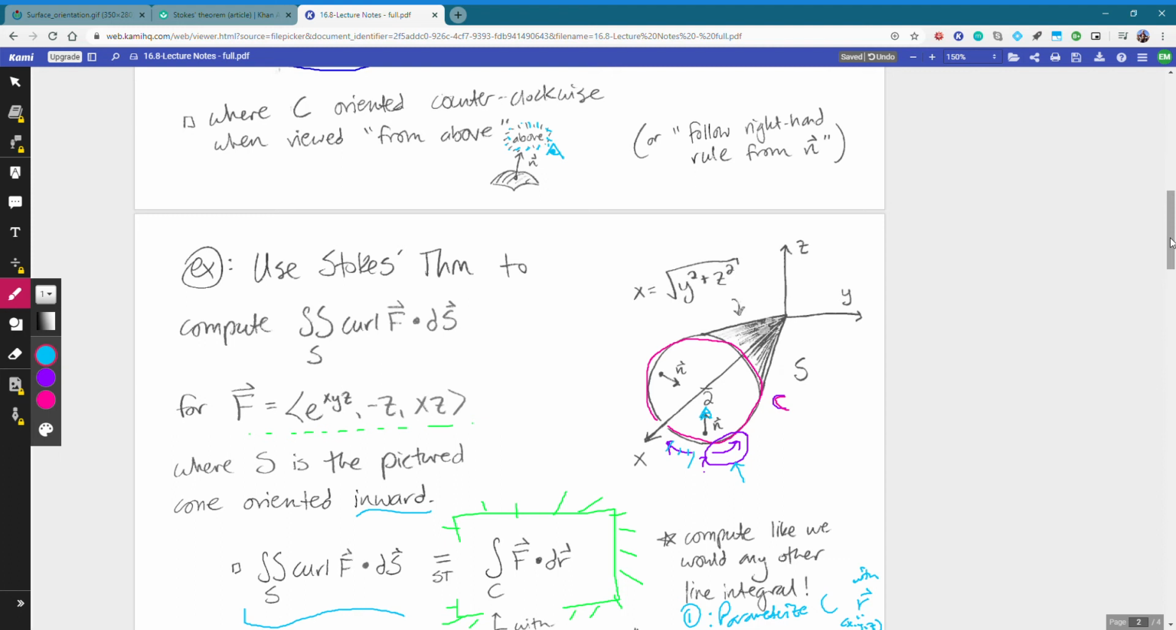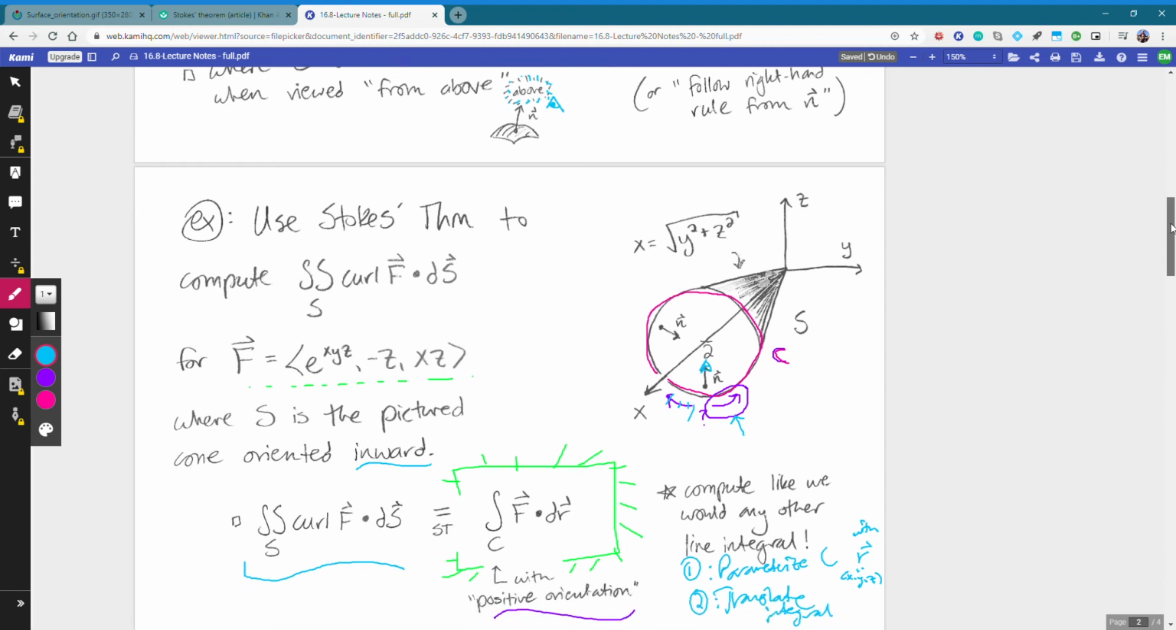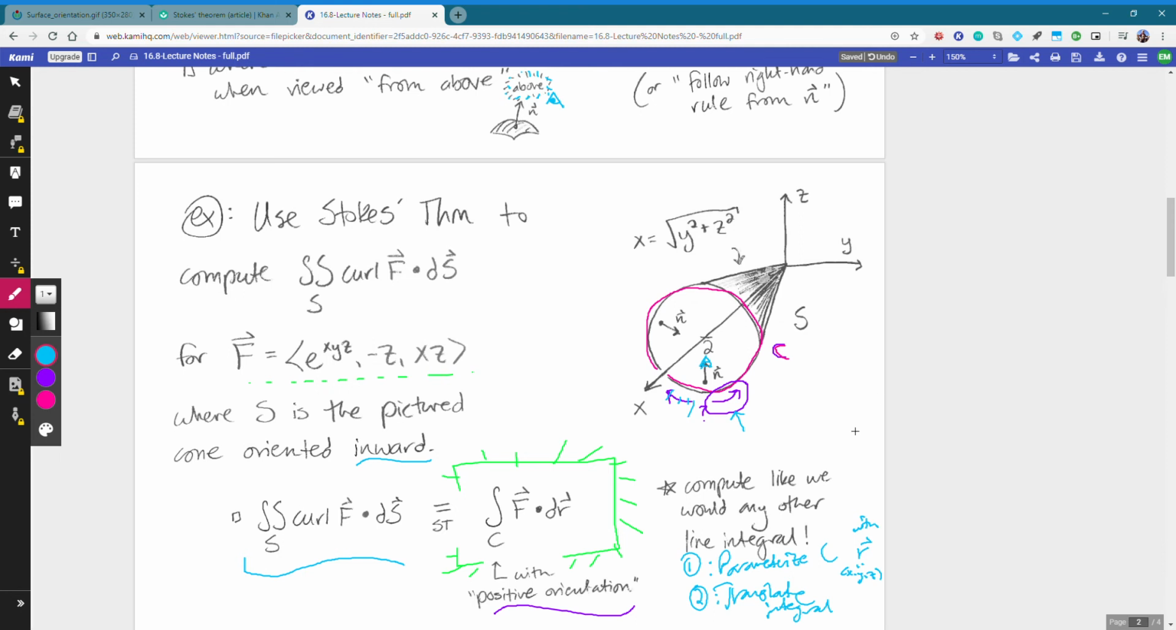Okay, so now that we know the curve that we're thinking about and what direction we want to move, why don't you pause the video, take some time, see if you can come up with the parameterization for our curve in the right direction, and then translate the line integral and compute it.